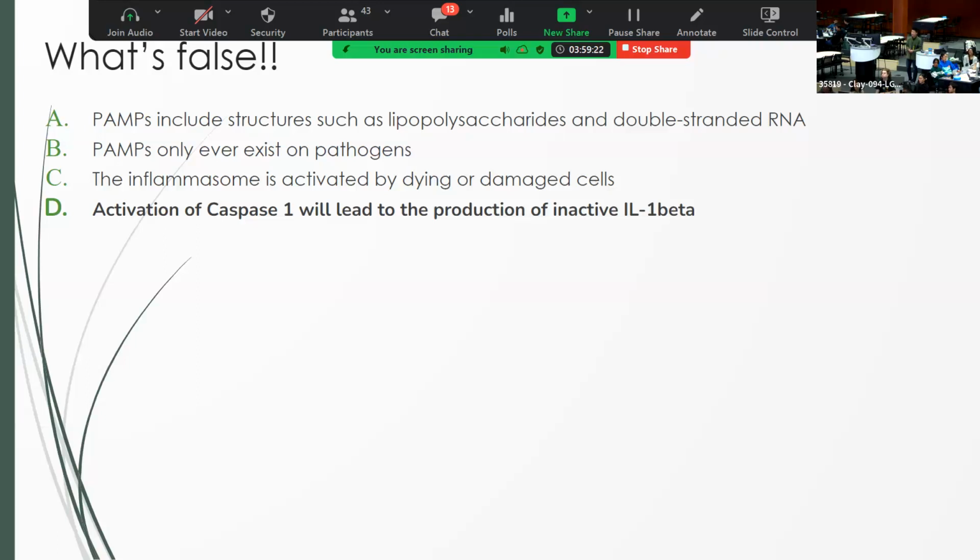So the first one, PAMPs are structures. Yep, so those lipopolysaccharides, double-strand DNA, RNA, that's just part of the pathogens. PAMPs only exist on pathogens because it's literally pathogen-associated molecular patterns. Inflammasome is activated by dying cells, and sometimes if you're not sure, you can just see if it makes sense, right? For example, dying cells will want to drive inflammation so they can be cleaned up by macrophages. So yeah.